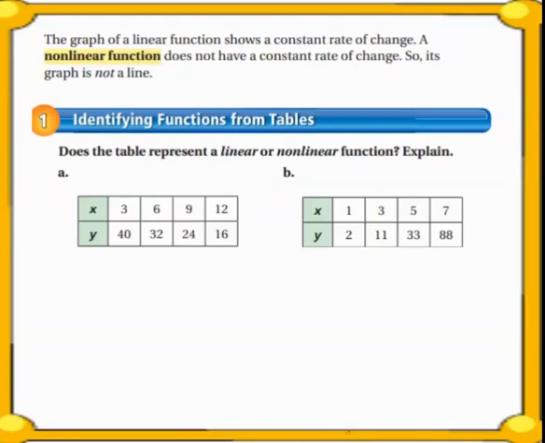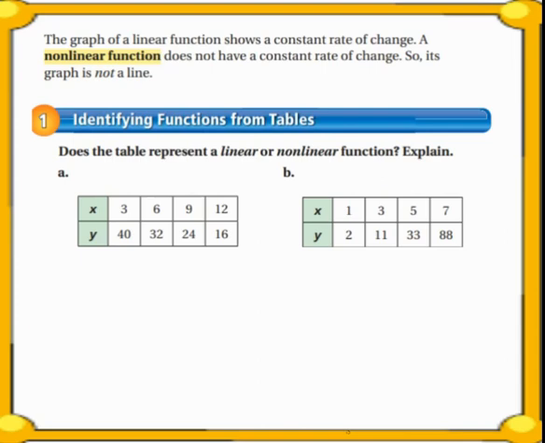In this section, we're going to talk about linear functions versus nonlinear functions. Just a reminder that a linear function is a function whose graph is a line, and a nonlinear function is not a line. If you were looking at a table or a graph, in the graph you can see whether it's a straight line or not, but in a table, we would say that a linear function shows a constant rate of change, and a nonlinear function does not show a constant rate of change, so it is not a line.